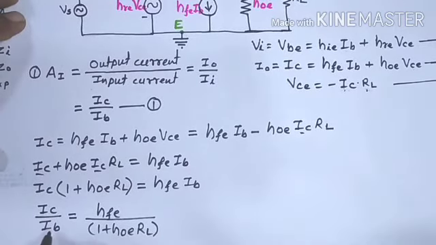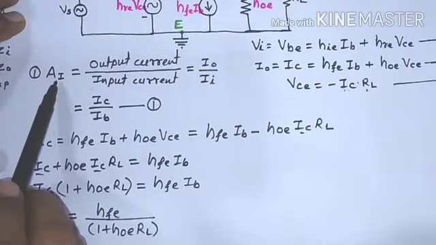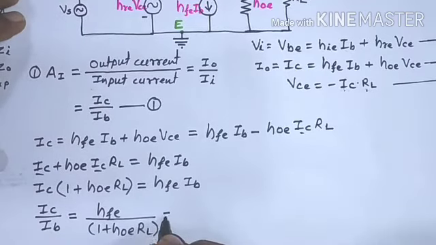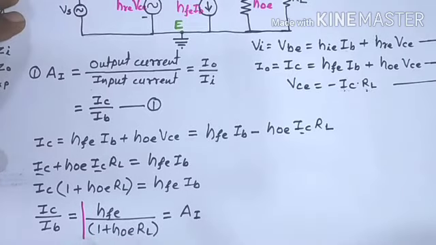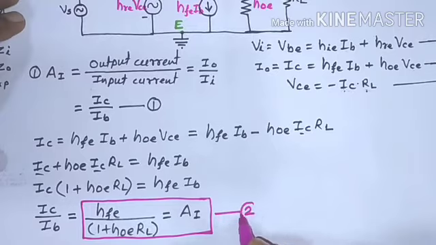Now see, IC upon IB. Actually this IC upon IB is nothing but our current gain. So we can write this as current gain, it is AI. That means we can say that the final equation for current gain AI equals hfe upon 1 plus hoe into RL. So this is nothing but our final expression for current gain of common emitter amplifier, and it is given like this. So make this as equation number 2.